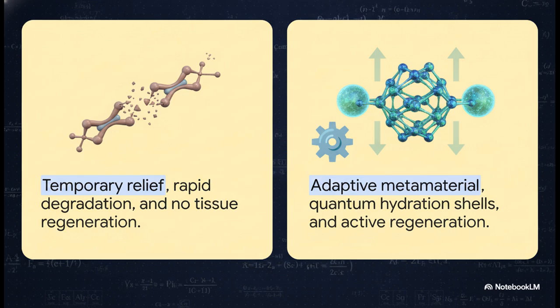The QSM system, on the other hand, treats the joint as a dynamic engineering challenge. It relies on a covalent siloxane crosslink on high molecular weight hyaluronic acid. This specific chemical logic creates an adaptive mechanical metamaterial. So, under the immense crushing loads of a human joint, it actually exhibits a negative Poisson's ratio. That means it expands laterally to distribute stress, deploying quantum hydration shells to actively protect and regenerate the cartilage.